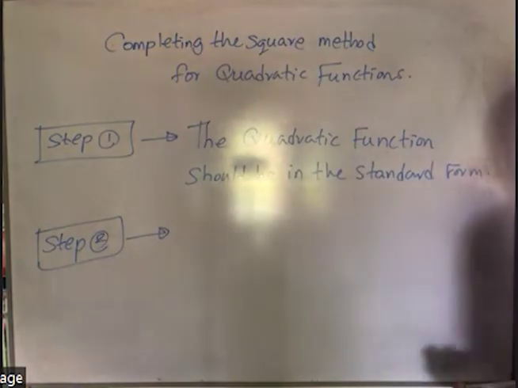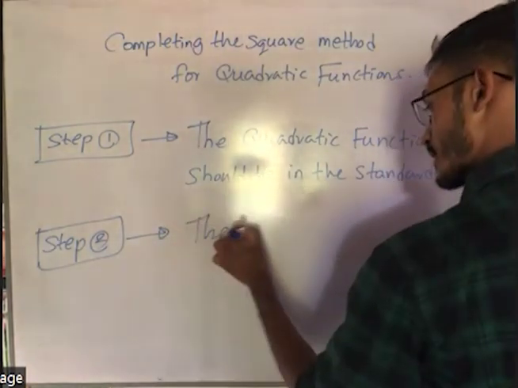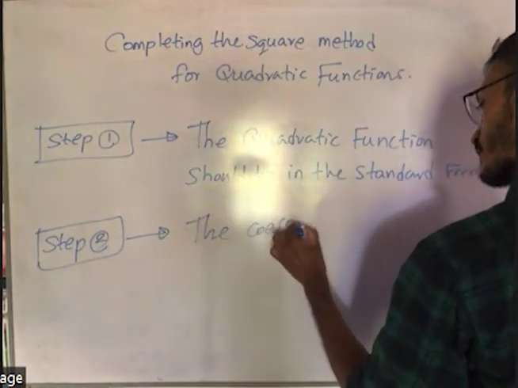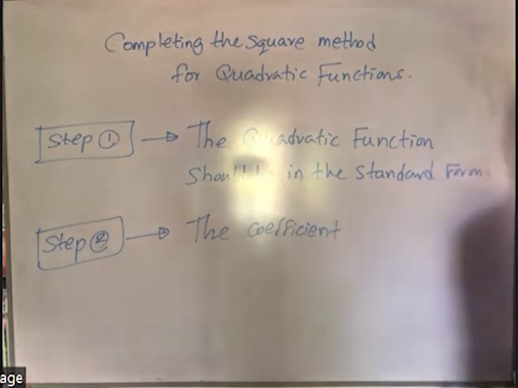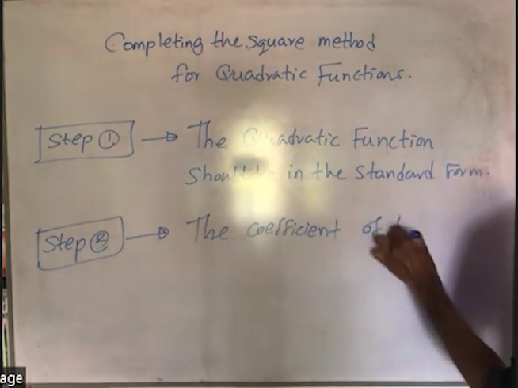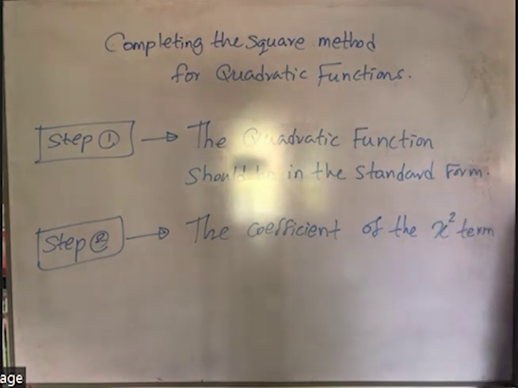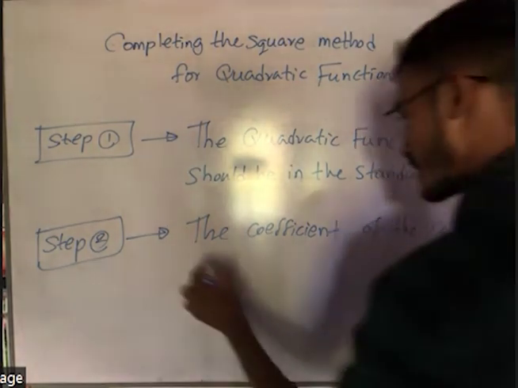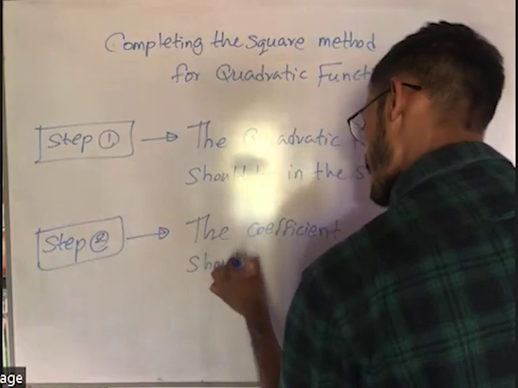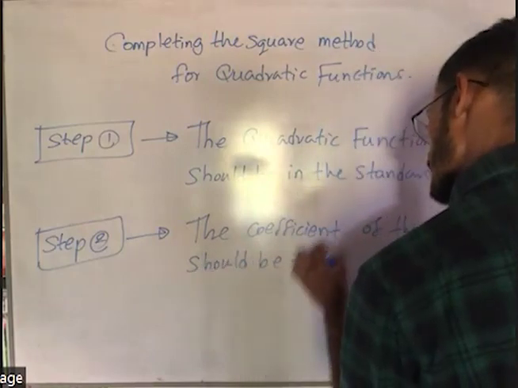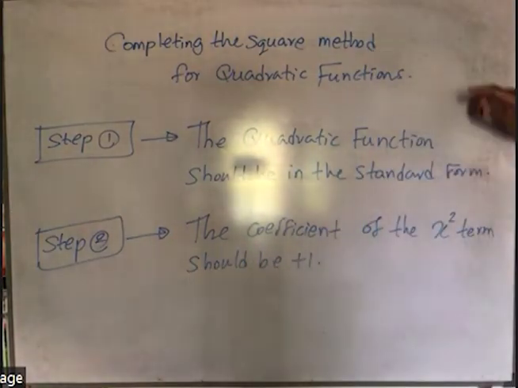the coefficient of the x square term should be +1. Right? So first step is quadratic function should be in the standard format.